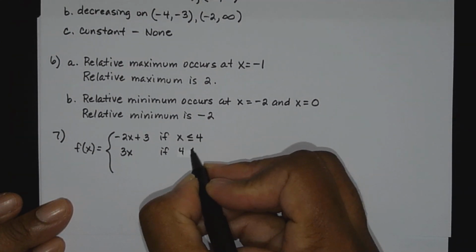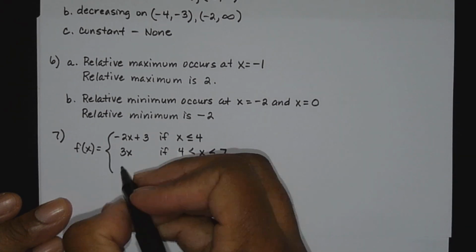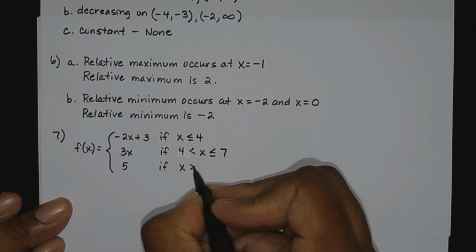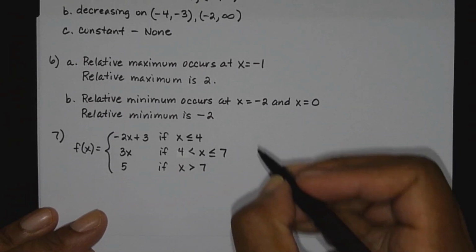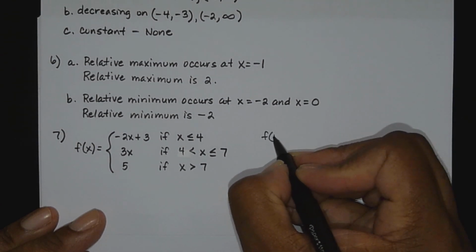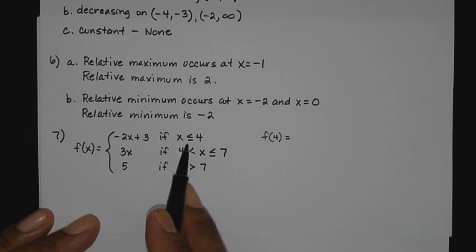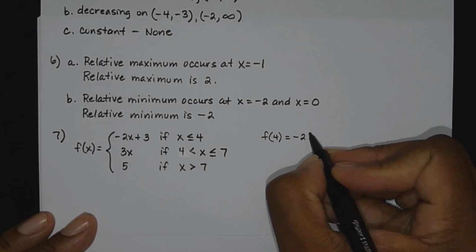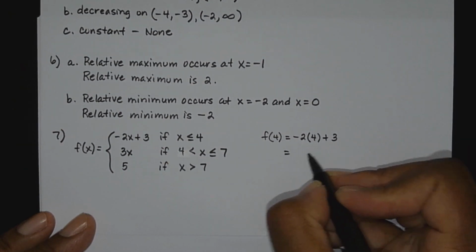In other words, 4 has to be less than x and less than or equal to 7, and also 5 if x is greater than 7. So using that piecewise function, we're going to find out what f of 4 would be. It's less than or equal to 4, so we have to use -2x plus 3. So it'd be -2 times 4 plus 3.